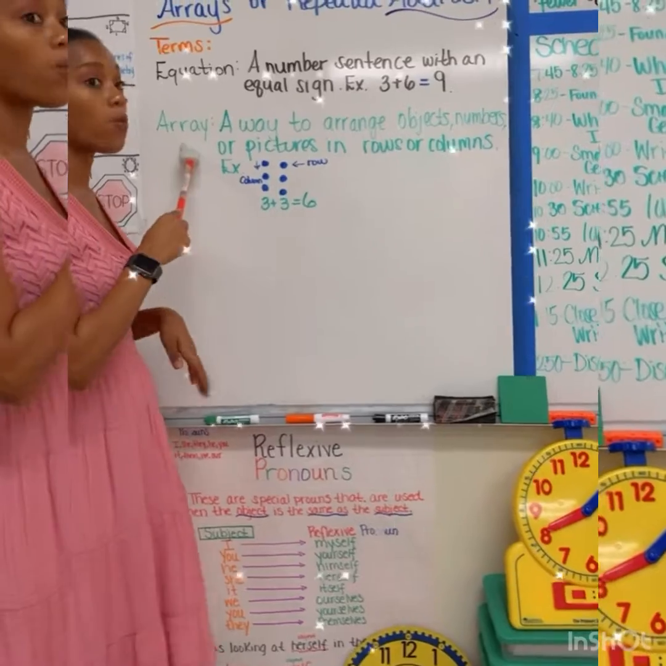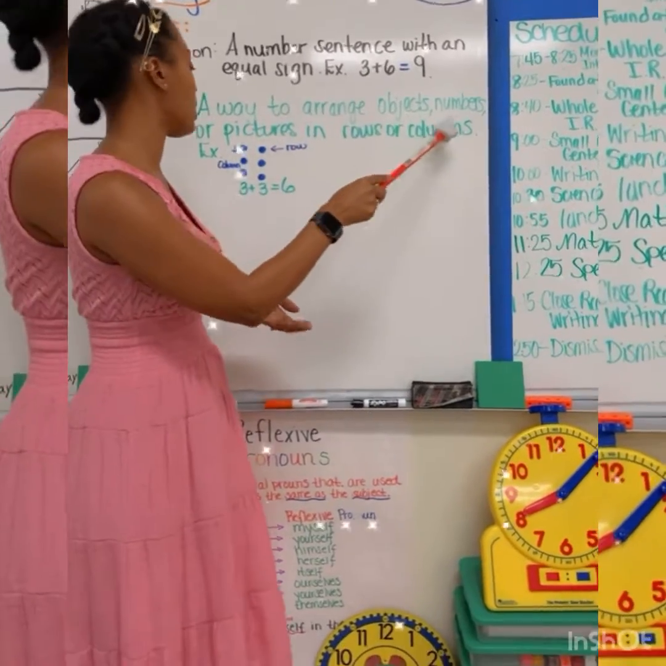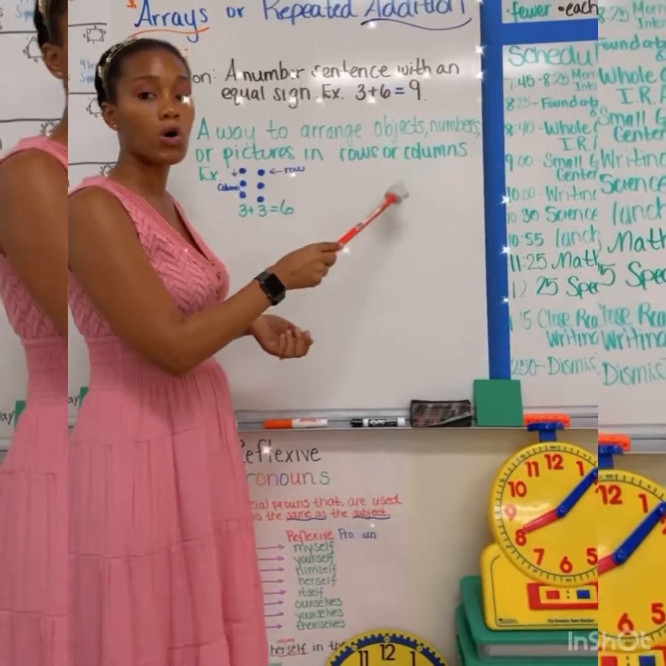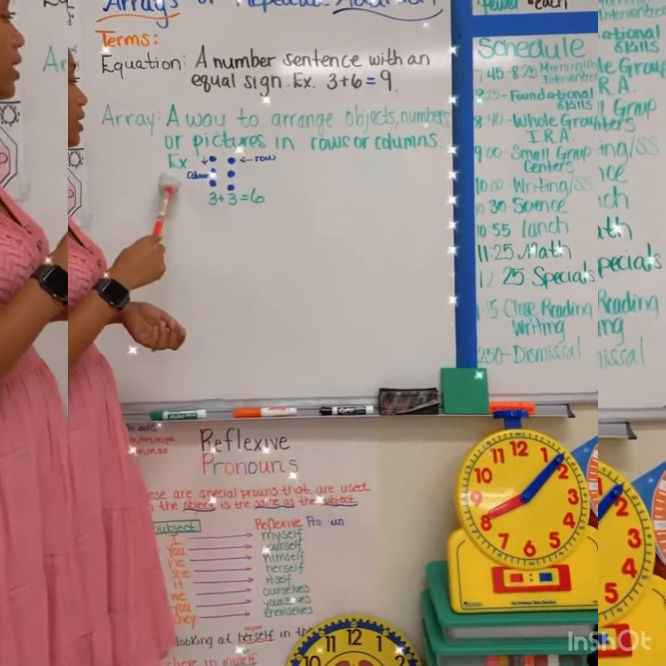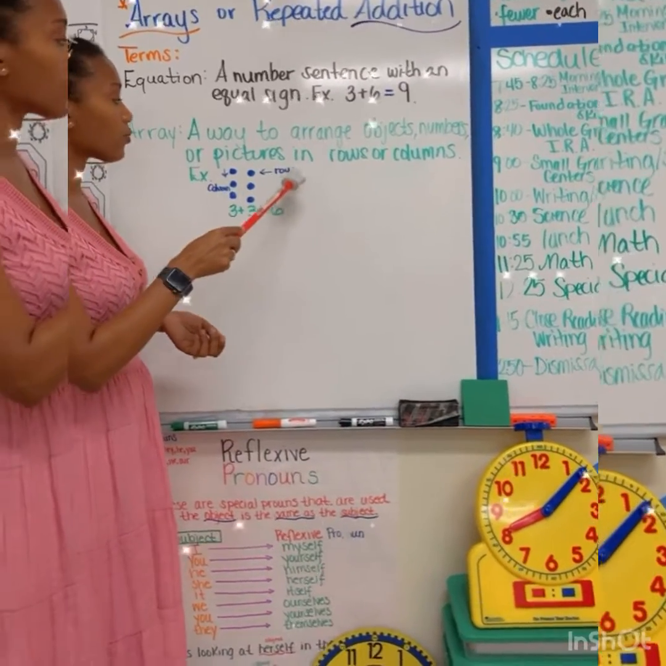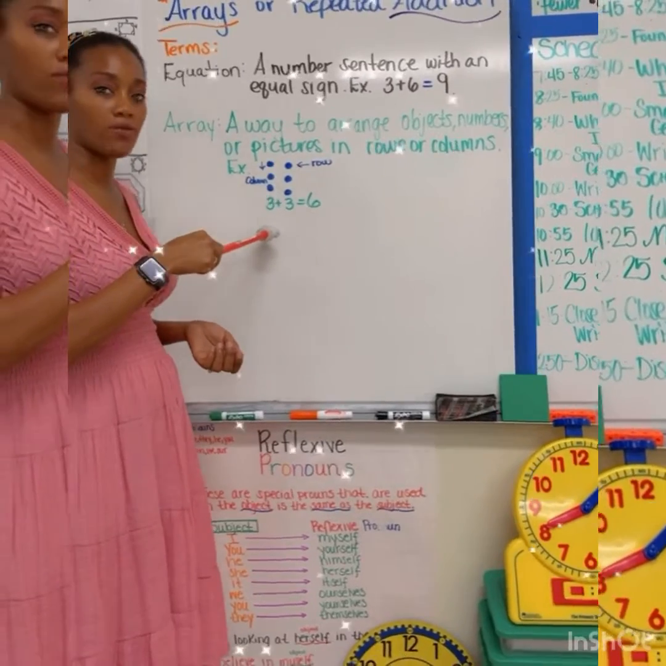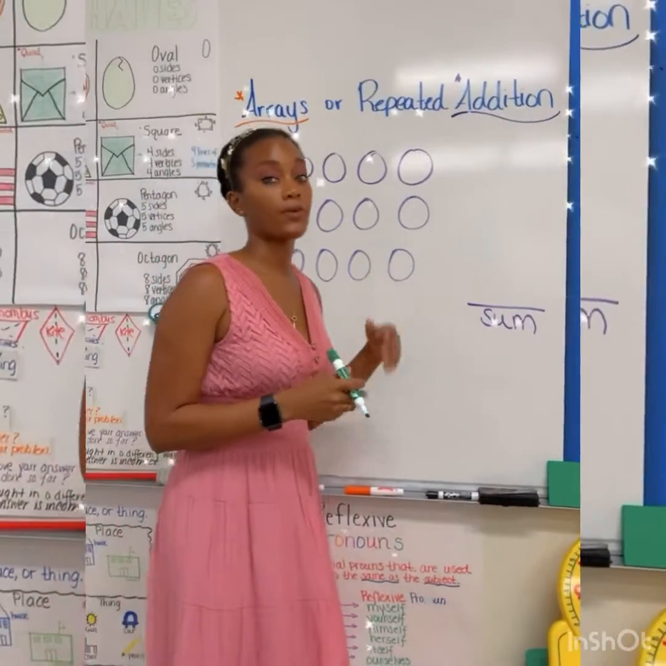Then we have, what is an array? An array is a way to arrange objects, numbers, or pictures in rows or columns. For instance, if I have 3 plus 3, which is 6, the row is going this way and the column is going down this way vertically. Let's look at this example for an array.